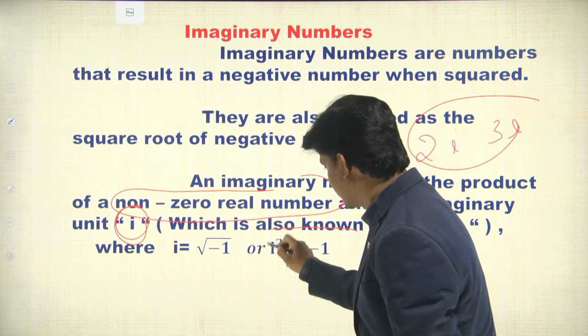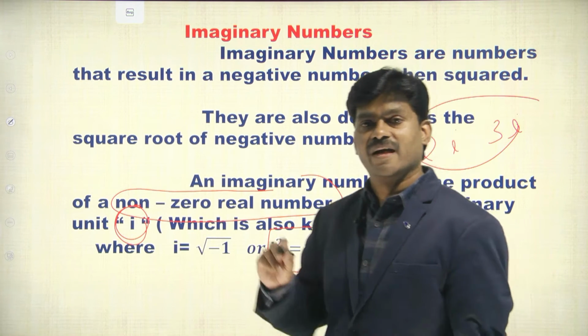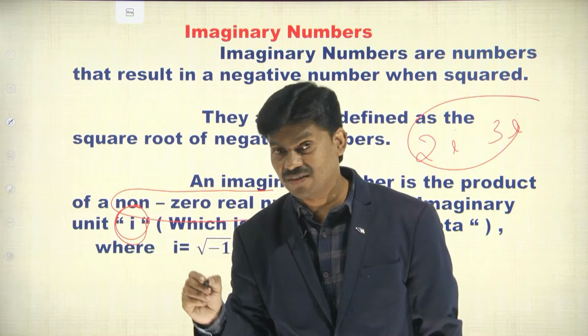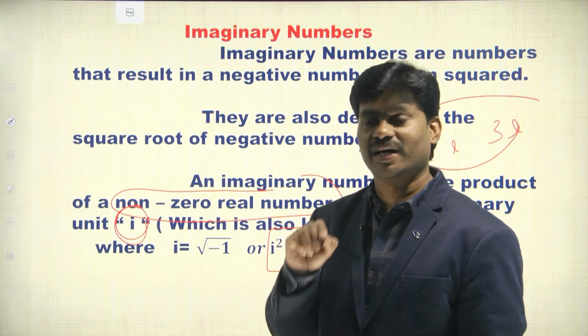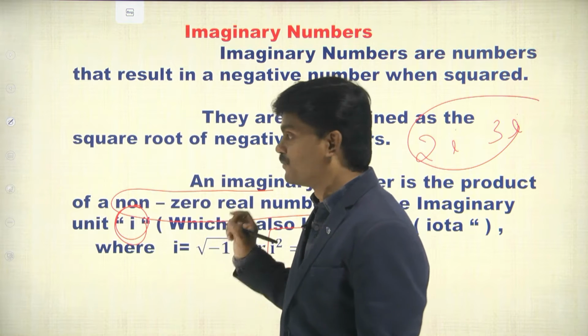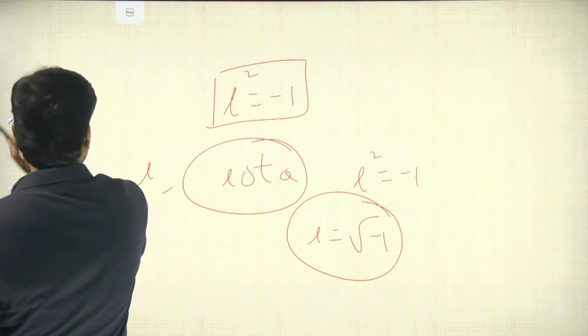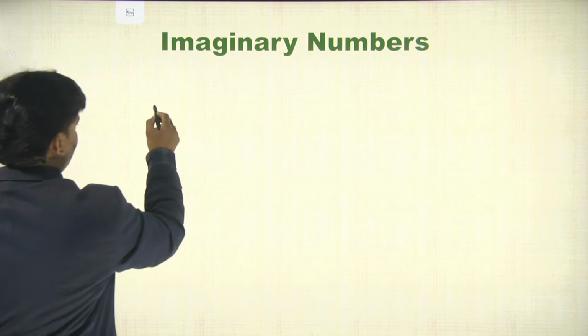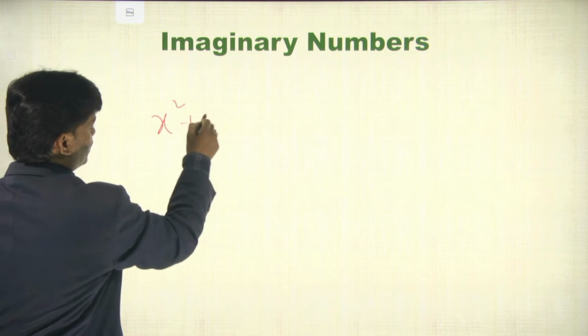And the rule for imaginary numbers is defined as i squared is equal to minus 1 or i is equal to under root minus 1. Hope you're following. Let's do one more question like x squared plus 1 is equal to 0.